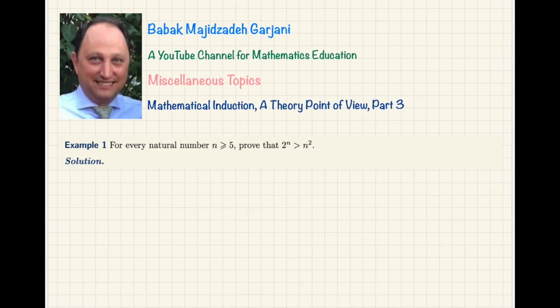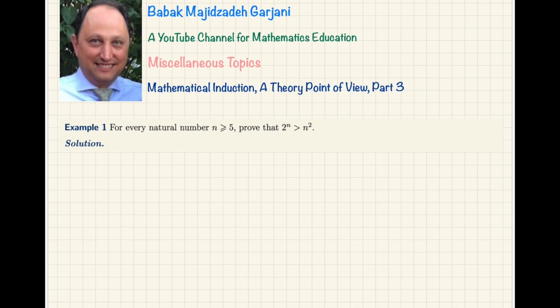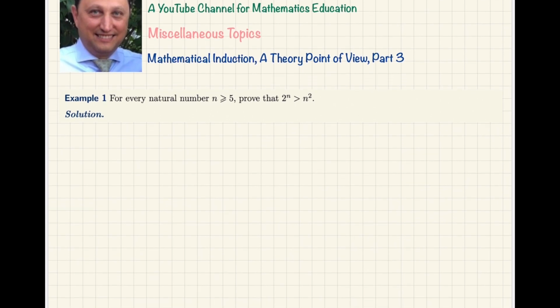Now let us consider an example in which the general principle of mathematical induction is helpful to prove a statement. For every natural number n greater than or equal to 5, prove that 2 to the n is greater than n to the 2. I think it is instructive if I set up a table so that we can compare the value on the left hand side with the value of the right hand side. So let us see how this will go.